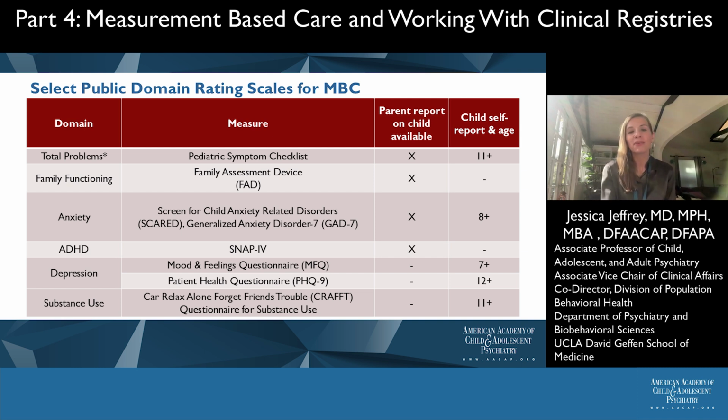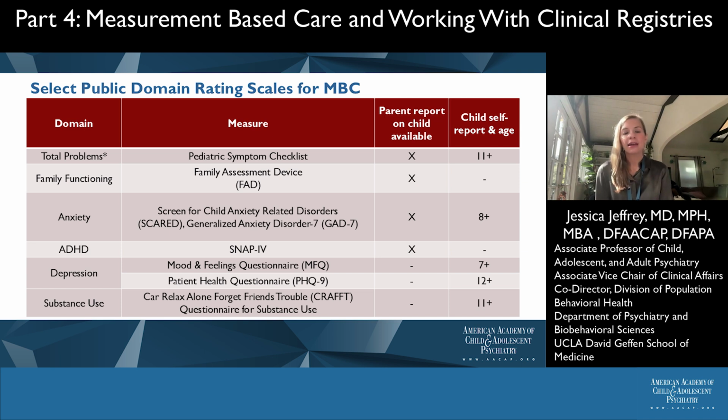In order to assess family functioning, we have the McMaster Family Assessment Device General Functioning Scale, which is completed by the parent. To assess symptoms of anxiety, we have the Screen for Child Anxiety Related Disorders, or the SCARED, as well as the Generalized Anxiety Disorder 7, or the GAD-7, again available as a parent report, as well as a child self-report for ages 8 and above. To assess symptoms of ADHD, we have the SNAP-4, which is a parent report on child symptoms. To look at mood symptoms, the symptoms of depression, we have the Moods and Feelings Questionnaire, or the MFQ, which is a child self-report for ages 7 and above, and the PHQ-9, or the Patient Health Questionnaire 9, which is a child self-report for ages 12 and above.